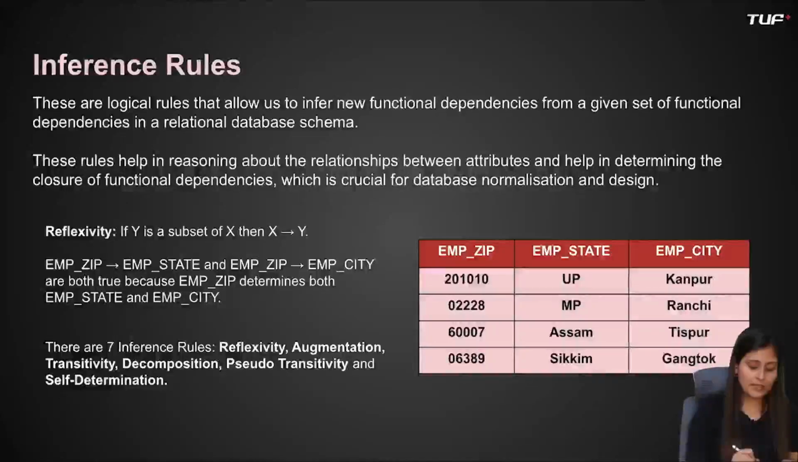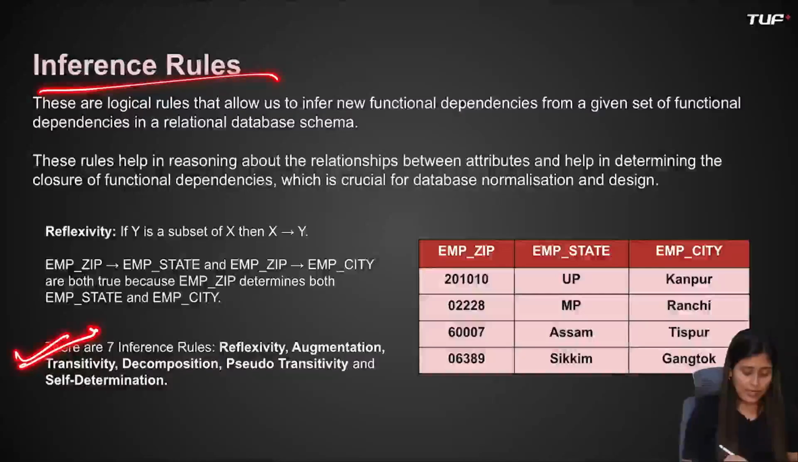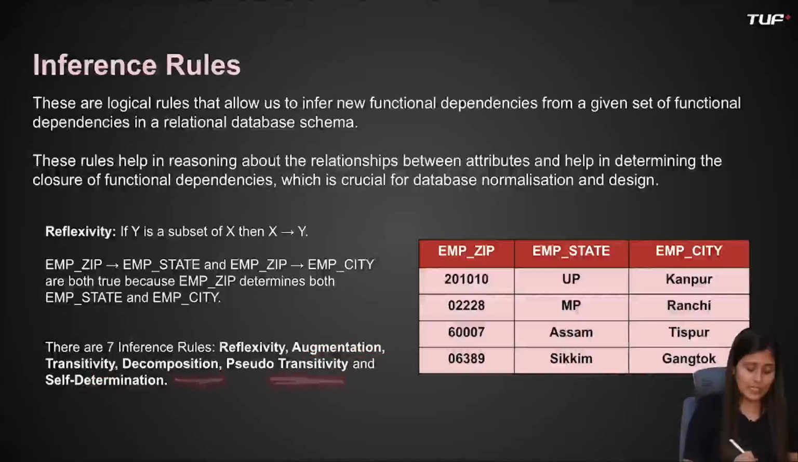These rules help in reasoning out the relationship between the attributes and help in determining the closure of functional dependencies, which is crucial for database normalization. Basically, we have 7 different types of inference rules: reflexivity, augmentation, transitivity, decomposition, pseudo-transitivity, and self-determination. We will learn about all these inference rules in our next slide.